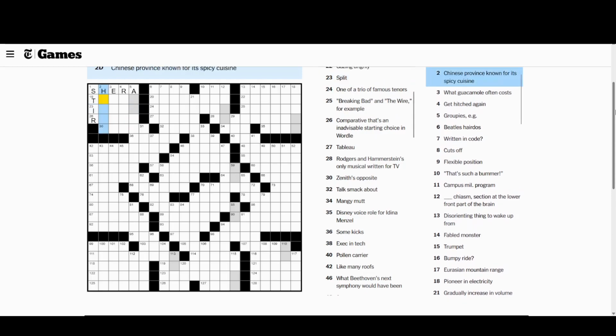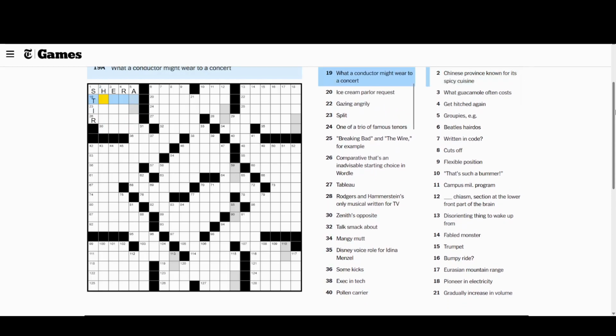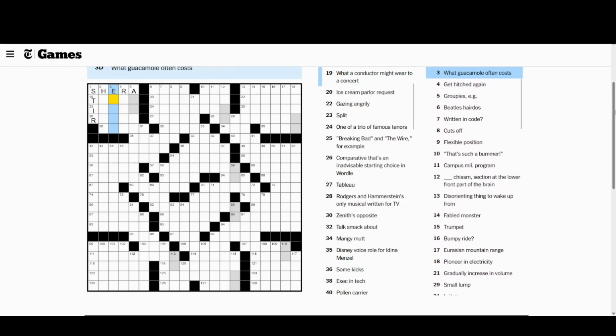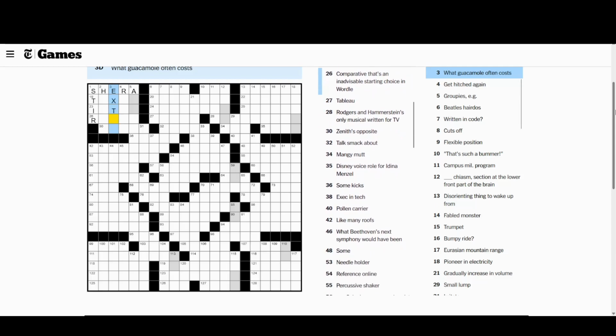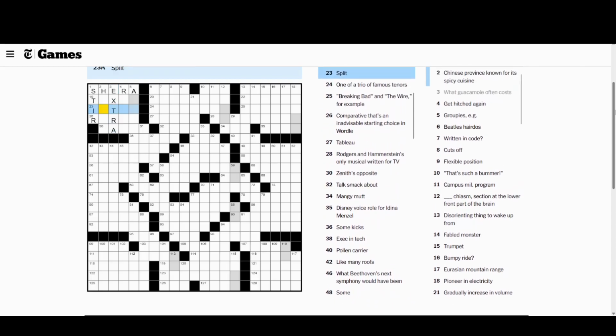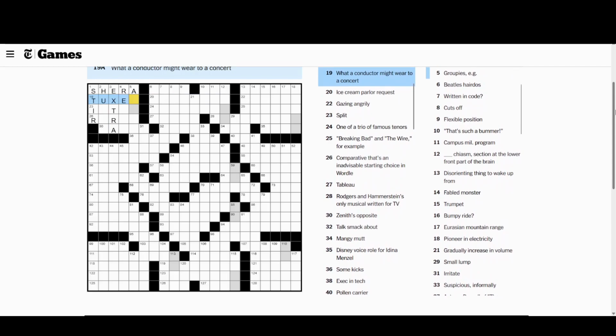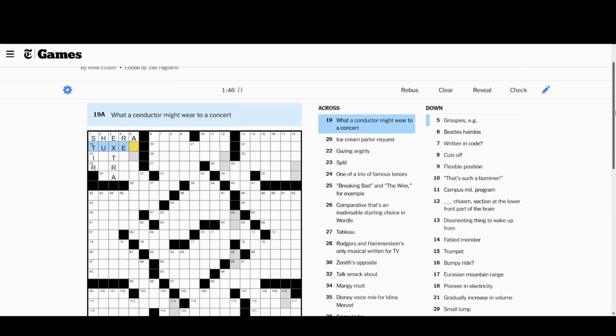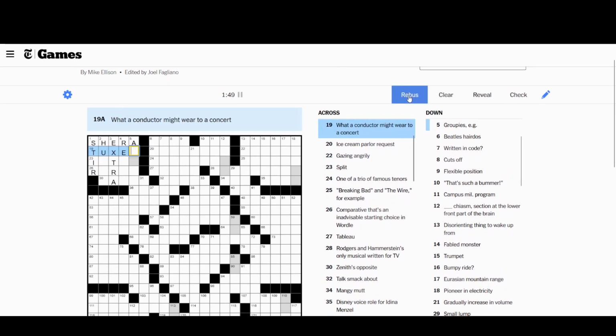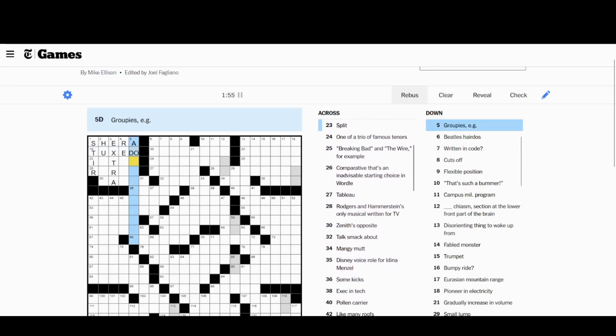Could be. Hey, hang on. Is this not a stir? What a conductor might wear to a concert. What guacamole often costs. Oh, I think I was correct, but not in the way that I thought. Guacamole often is an extra cost at a restaurant. And this is going to be tuxedo, and in the last two squares, we're going to have to put in dough. Tuxedo. Groupies.